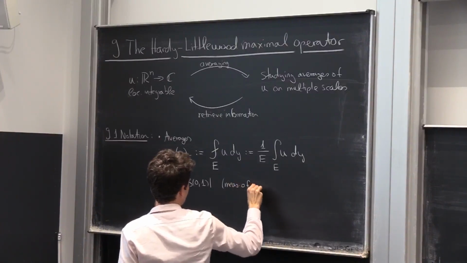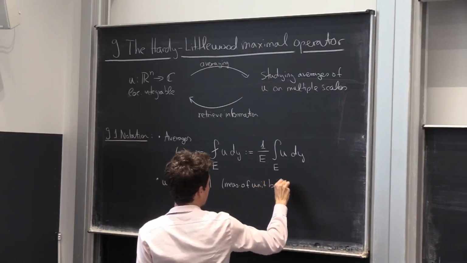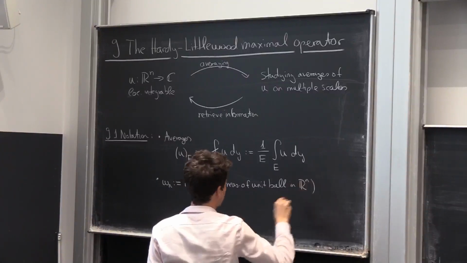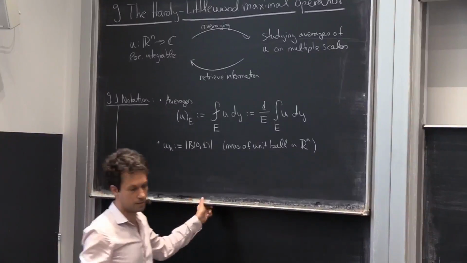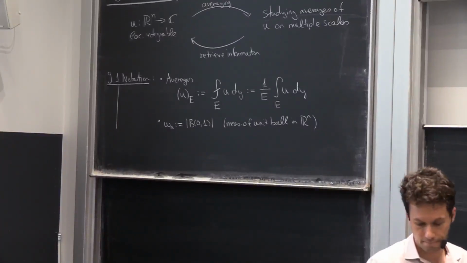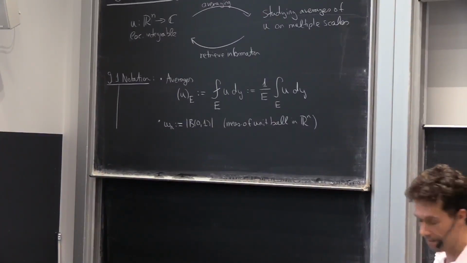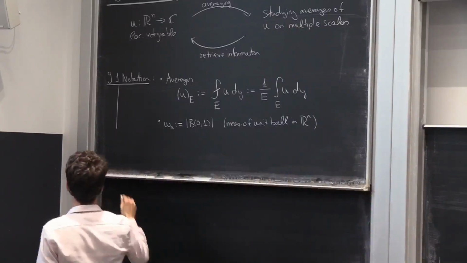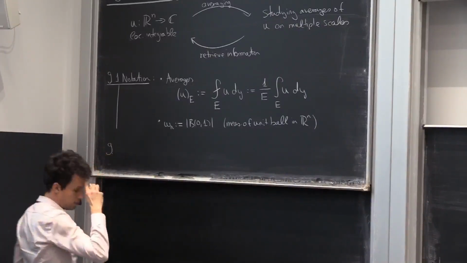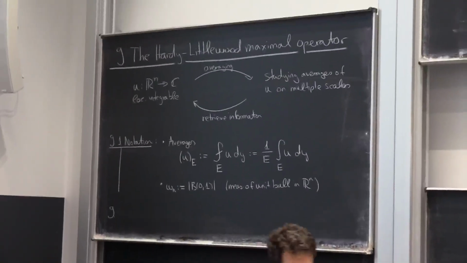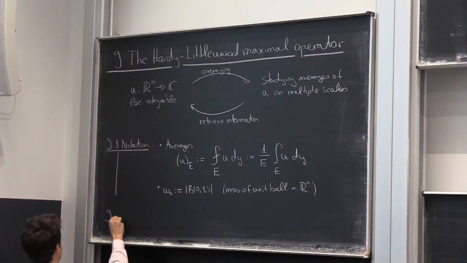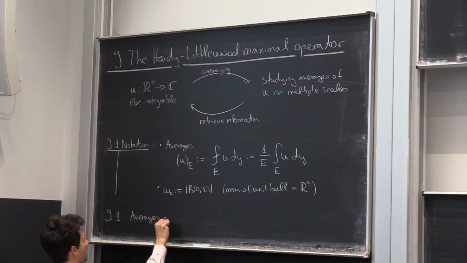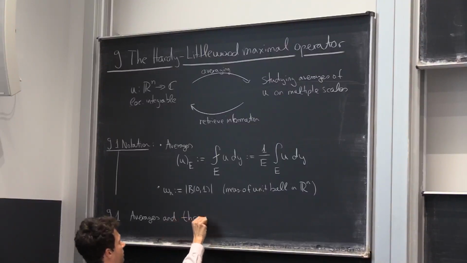Measure of unit ball in Rn. All right. Well, that's just notation. Keep it in mind and remember it whenever we're going to use it. And so to start with, what I want to talk about first is just averages and the maximal operator. So this is section 9.1, averages and the maximal operator.